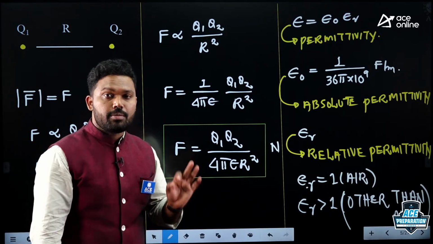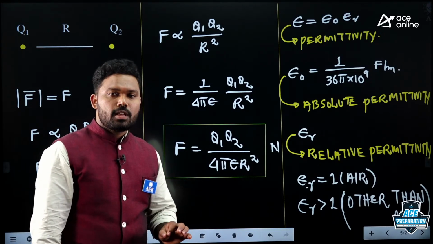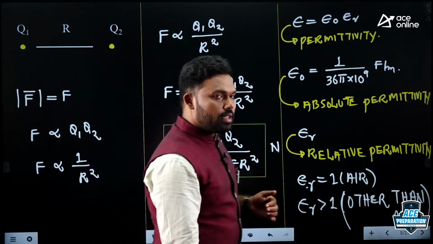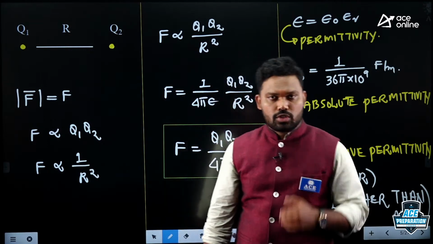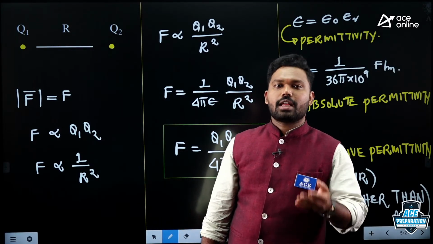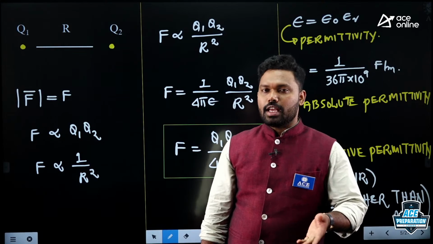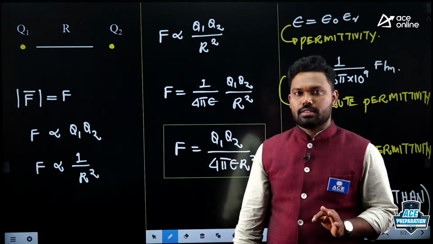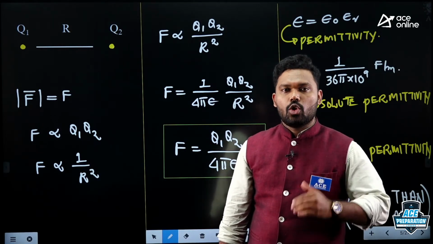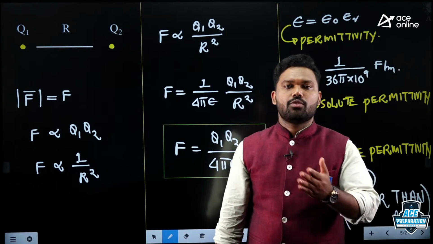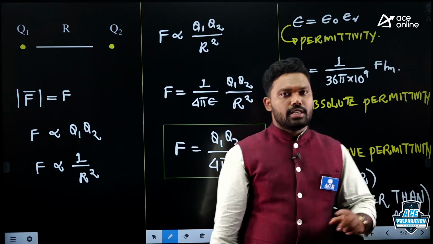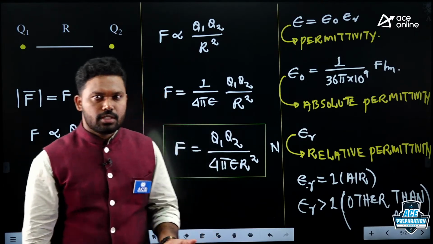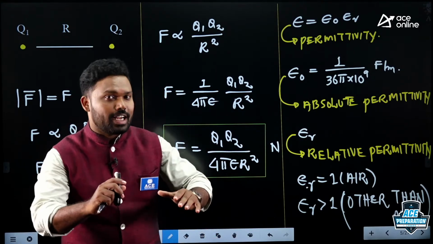What is this epsilon? Epsilon is the electric force allowability of the medium. Okay, how well the medium can allow the electric force through it, or electric field, later we will discuss the electric field. How easy the medium is, how well the medium can allow the electric field or electric force to pass through it is described by the epsilon. Or let me put some other words, how the medium is behaving to the electric force.